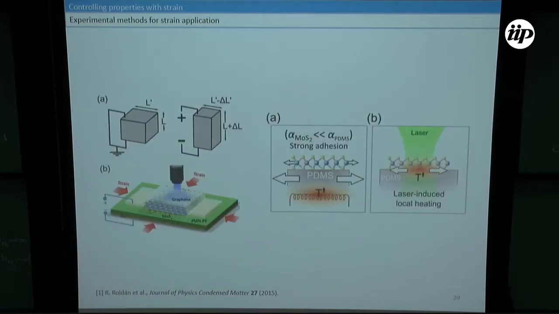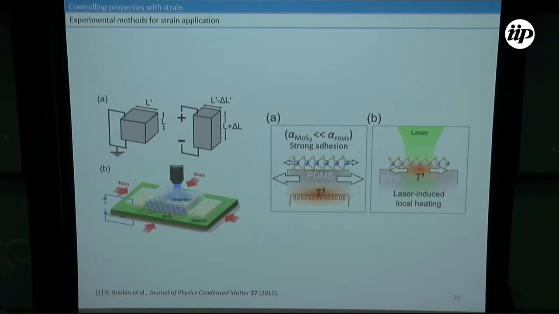There are other methods to do that. You can use, again, piezoelectrics. So if you put some voltage on this piezoelectric substrate, it will expand or contract. This laser here is for measuring Raman in this experiment, so it's not really important here. The important part is that they apply some voltage and they compress the material.